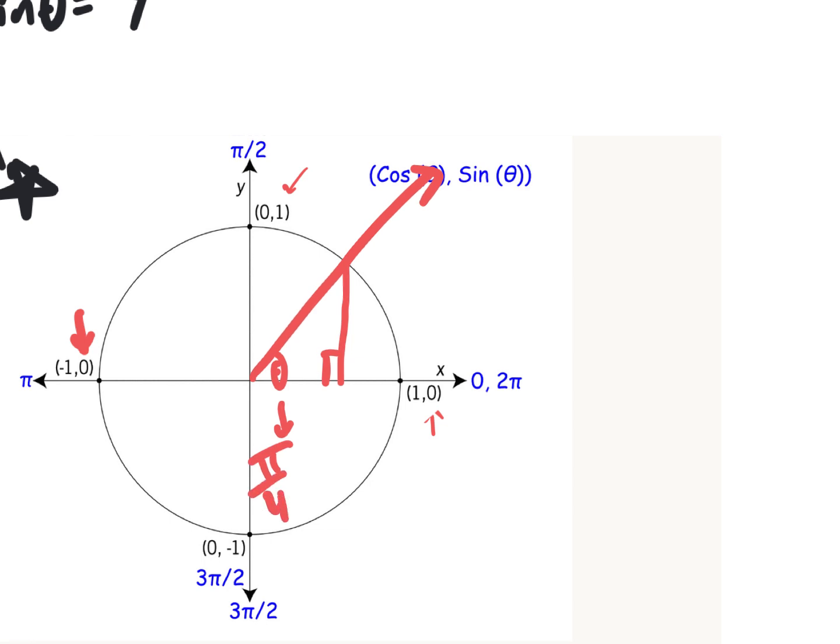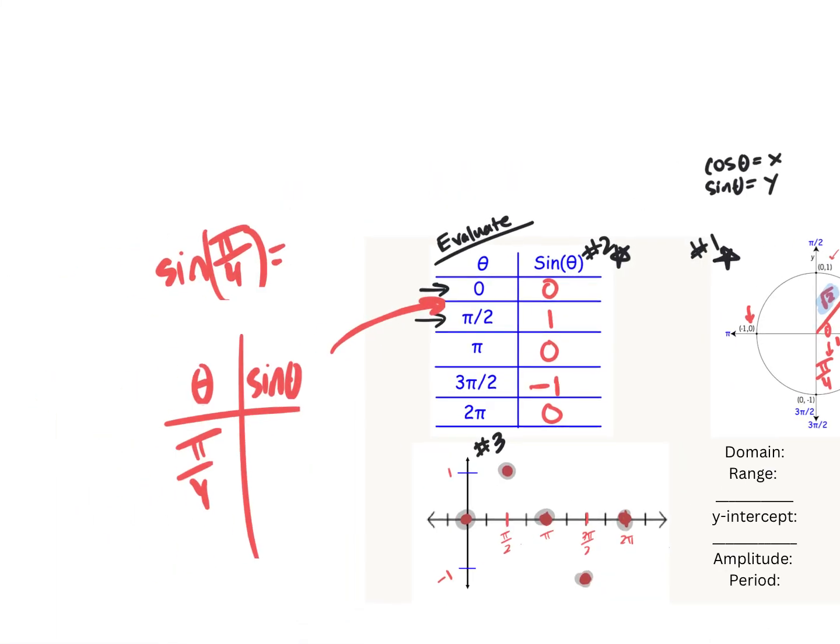And my sine is my opposite side. So if this is a pi fourths angle, that means this opposite side has to be 1. This adjacent side has to be 1, and this hypotenuse has to be the square root of 2. So my sine of that is going to be that opposite side, which is 1, over the hypotenuse, which is the square root of 2. So if I evaluate the sine of pi fourths, I get 1 over the square root of 2, which if you want to rationalize it, you can. Square root of 2 over 2.